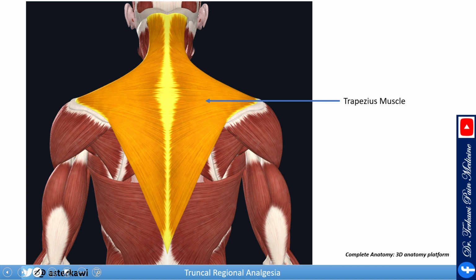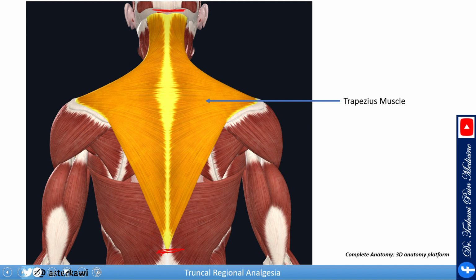Then above that, the most superficial muscle is the trapezius muscle. As you see, the trapezius is also another big and thin muscle in the upper back. It originates from the medial third of the superior nuchal line, external occipital protuberance, nuchal ligament, and spinous processes of C7 to T12. So it goes from the occiput all the way to T12.